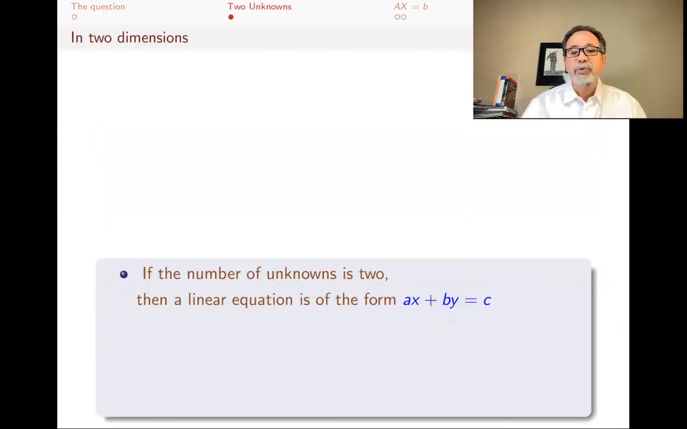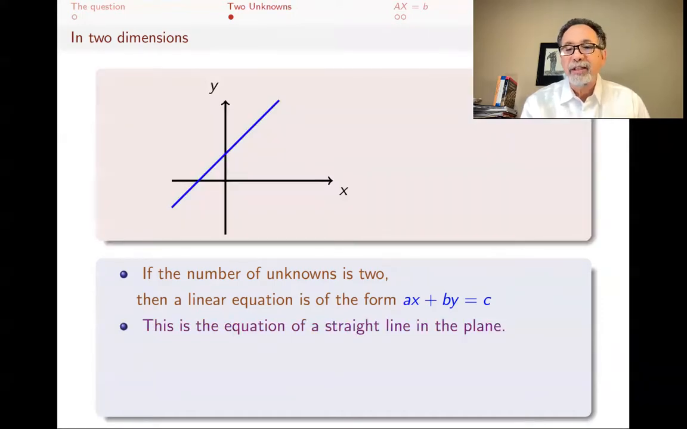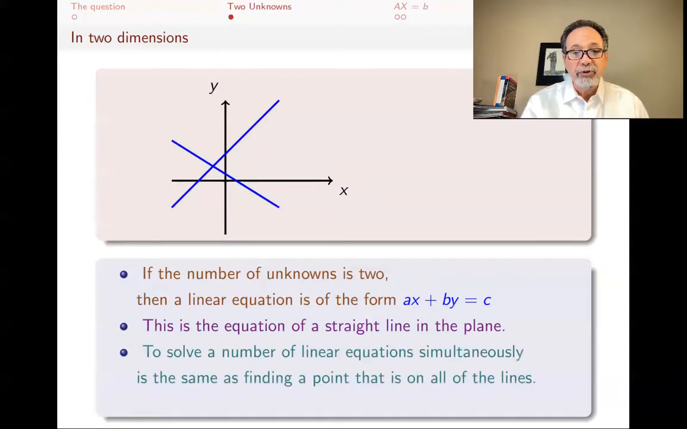If the number of unknowns is 2, then a linear equation is going to be of the form ax plus by equals c. x and y are the unknowns. a, b, and c are parameters. What is ax plus by equals c? Well, that's an equation of a straight line in the plane. And what does it mean to have a system of equations? It means that you have a number of these lines. To solve a system of equations simultaneously is the same as finding what points are on all the lines.